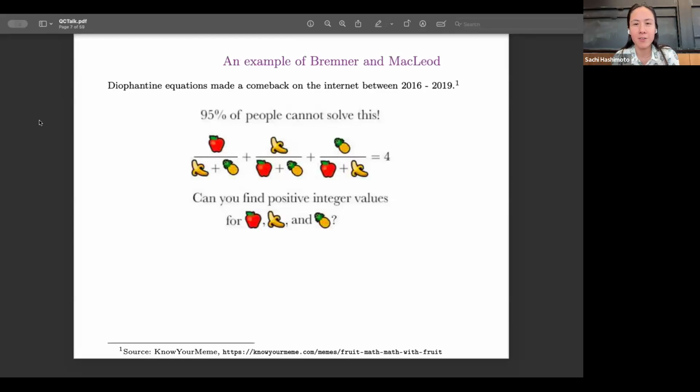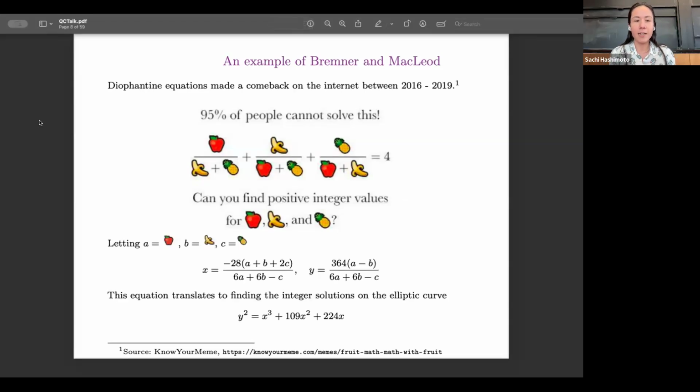Diophantine equations actually made a comeback on the internet between 2016 and 2019. I think more than 95% of people can't solve this equation here. So we're maybe going shopping for bananas, apples, and pineapples, and our roommate left us this number of bananas, apples, and pineapples to buy. We want positive integer values, of course, for apples, bananas, and pineapples. If we let A be the number of apples, B be the number of bananas, and C the number of pineapples, we could make a change of variables here and find ourselves with an elliptic curve, which I've written below.